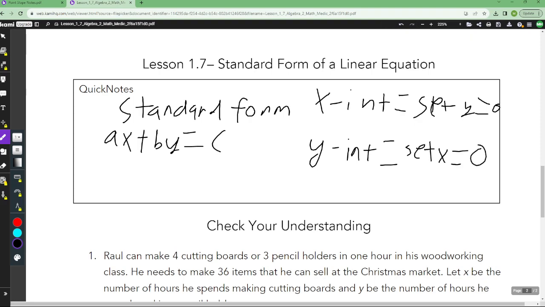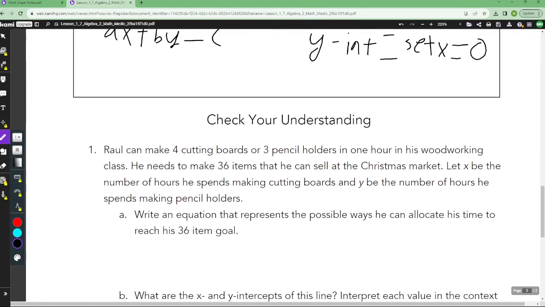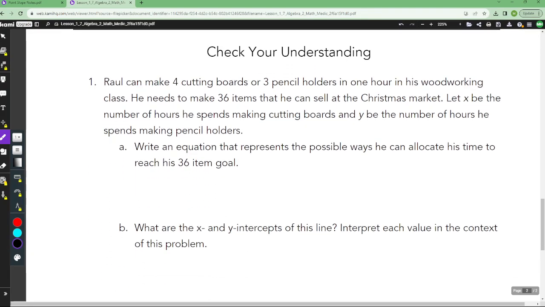So standard form is mainly useful for getting x-intercepts, because y-intercepts we can see from both point slope, which we'll take a look at here soon, and slope-intercept. So now we're just going to do a couple quick questions, run through it, check your understanding.